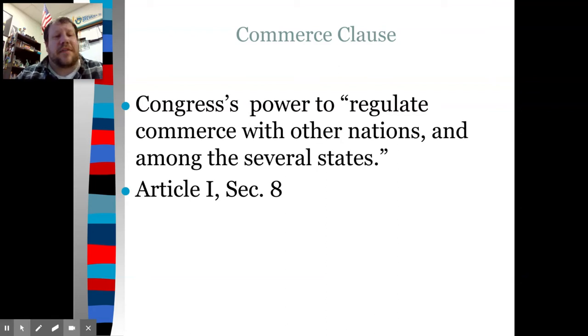So think about modern day stuff like healthcare, insurance, power, electricity, transportation, like airways and railways, and all that kind of stuff. That's how Congress gets to regulate. That is because they can regulate trade between the states.